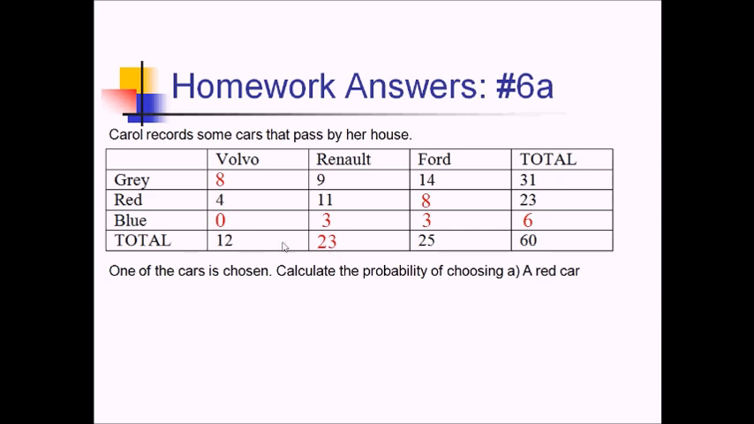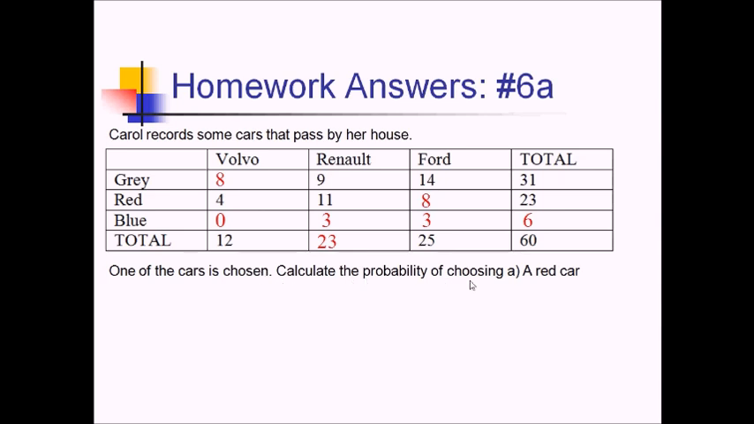And now let's just double check it going the other way. So 12 plus 23, that's 35, plus another 25 brings us to the grand total of 60 that we were expecting. Now that we've got our table filled out correctly, one of the cars is chosen.